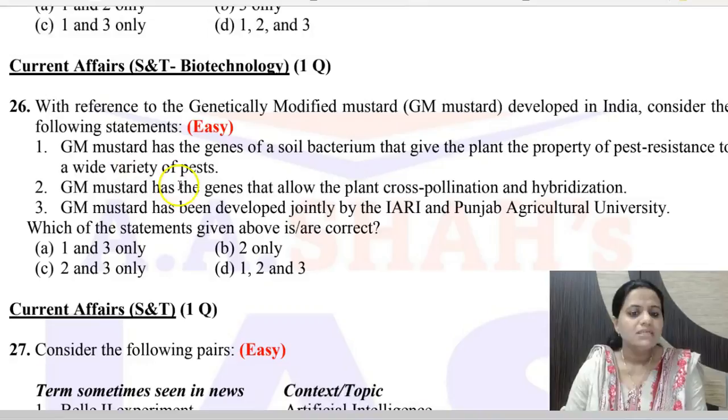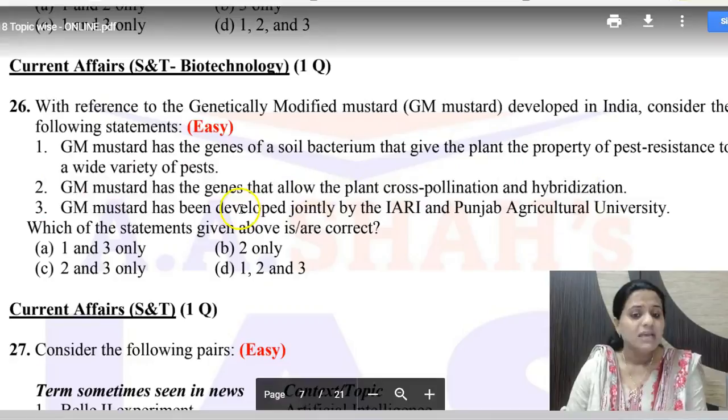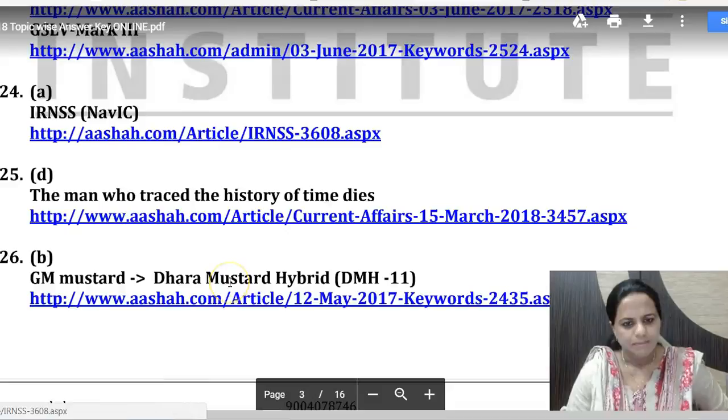GM mustard has genes that allow the plant cross-pollination and hybridization. This is correct. And GM mustard has been developed jointly by IARI and Punjab Agricultural University. If you have been following this in news quite often, you will know that it's not Punjab Agricultural University, it's Delhi University. Deepak Pental of Delhi University developed this GM mustard, which has been endorsed by the government too, funded by the government as such too. So the third statement is incorrect. So here the correct option is, the third statement is there in A, C and D. So only B remains, two only. So 26, the correct answer is B.